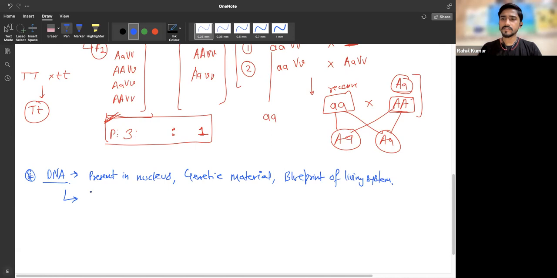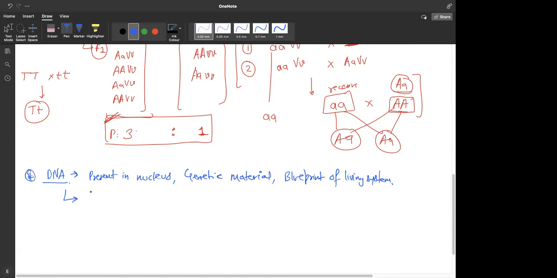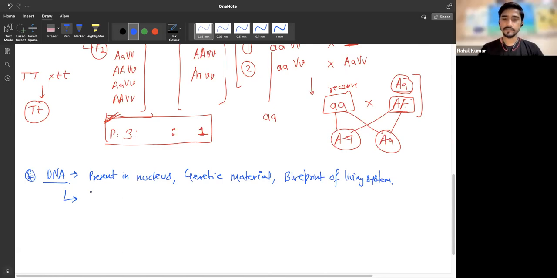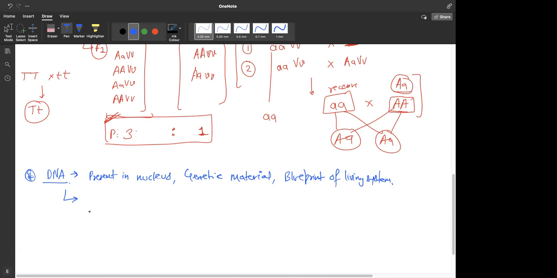But still, it must be doing something in your body also, or is it just there to be inherited? Unless and until then, it will not be inherited. It will be kept in a box, closed. No, right? It has genes which are responsible for proteins.